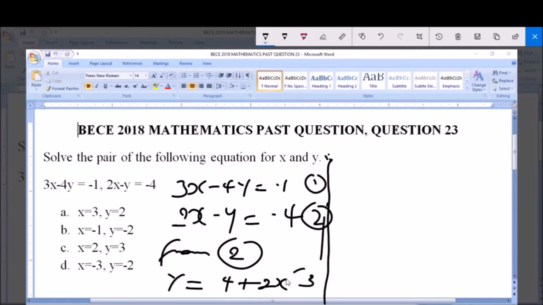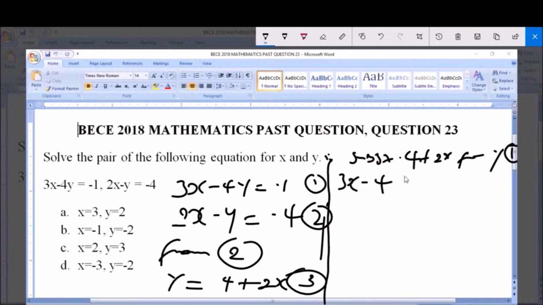So let's call this equation 3. Now, we have that y is equal to 4 plus 2x. Now, let's substitute 4 plus 2x for y in equation 1. So therefore, wherever we see y in equation 1, we put 4 plus 2x. Now we have that 3x minus 4, remember, now we're having y, so we put 4 plus 2x, is equal to minus 1.